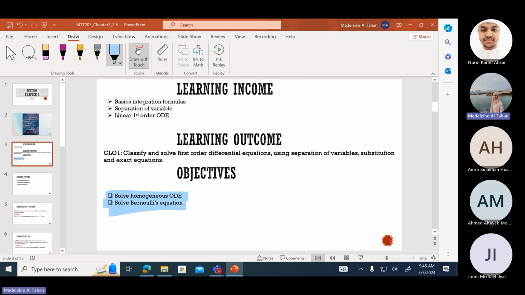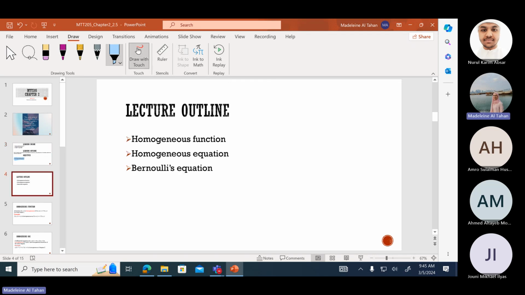But before just solving, we need to identify if it's homogeneous or not. For Bernoulli, we also need to identify whether it is Bernoulli or not. Okay? So we'll start with what's meant by a homogeneous function, then a homogeneous equation, what we mean by it and how we solve it, and then Bernoulli's equation, the general form of it and how we solve it. But whether we are solving homogeneous or Bernoulli's, we will solve it using substitution.